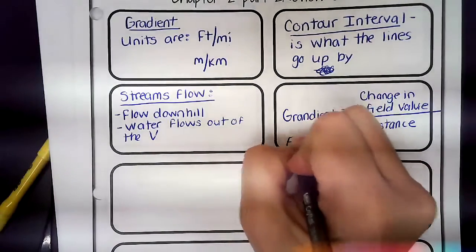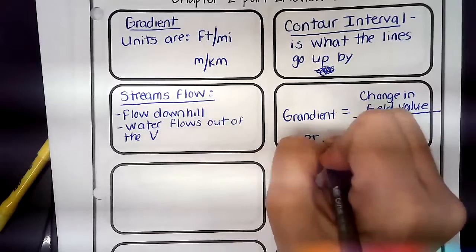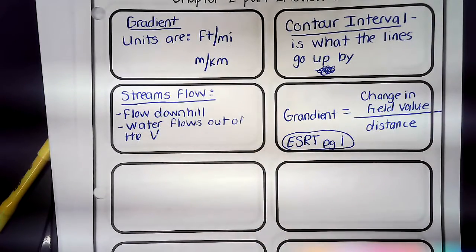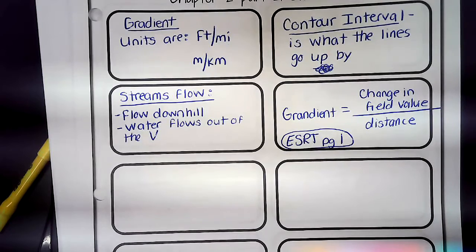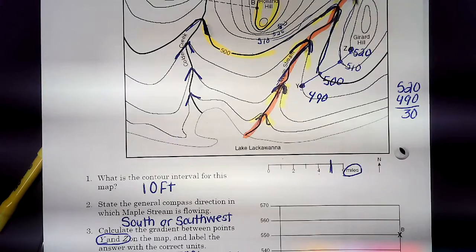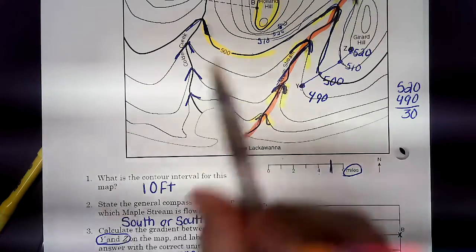Remember, this is on your ESRT page 1, in case you forget. Are you guys filling in your review sheets? Yeah. Okay, awesome. All right, describe the evidence shown that indicates the southern side of Holland Hill.